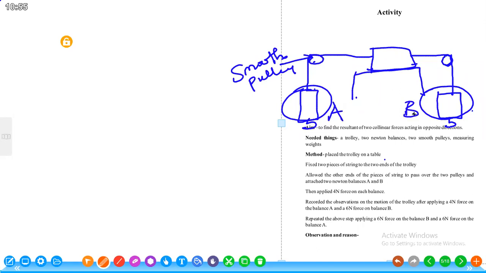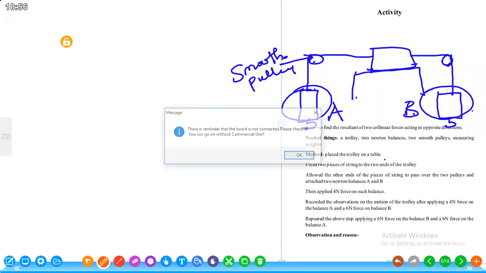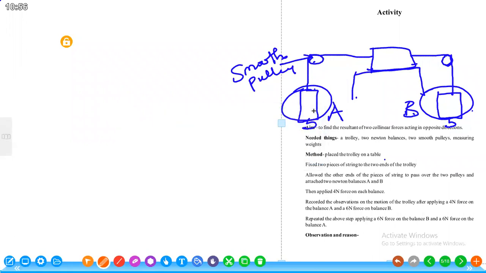Now students, do three activities. The first activity is to record your observation on the motions. Record the motions. Here 4 Newton is applied, here also 4 Newton applied. So on both ends, 4 Newton and 4 Newton are applied.